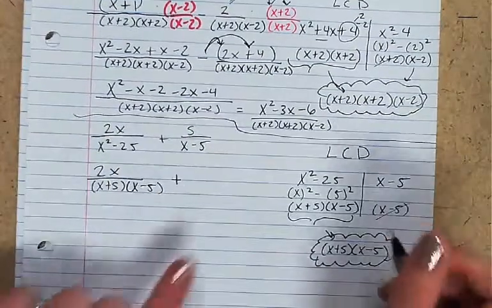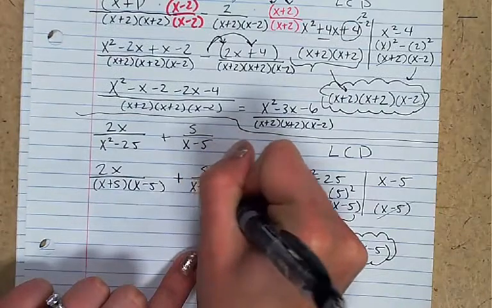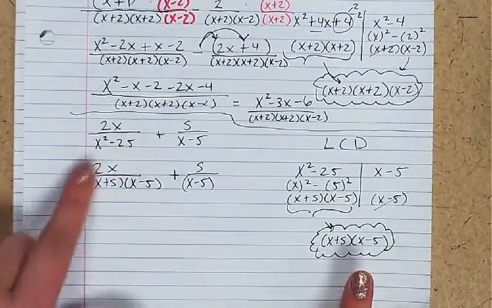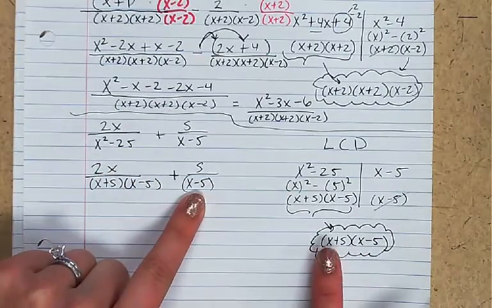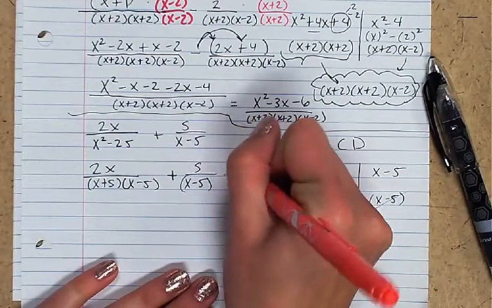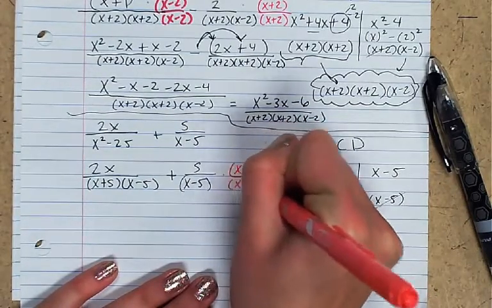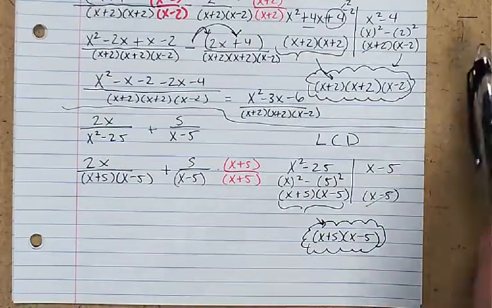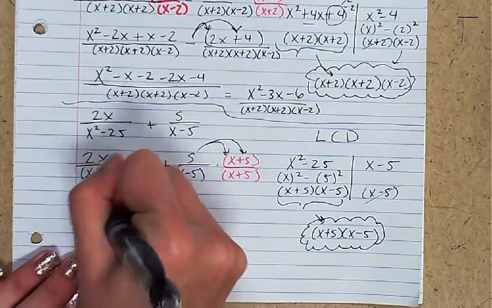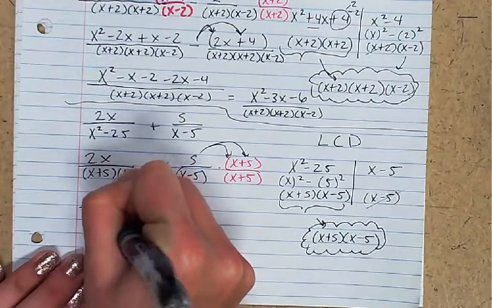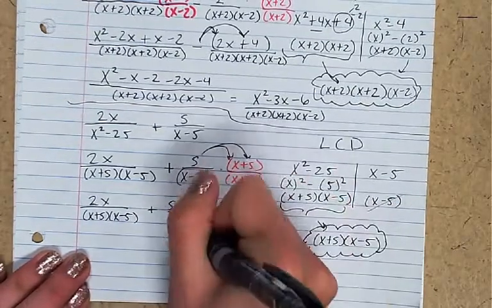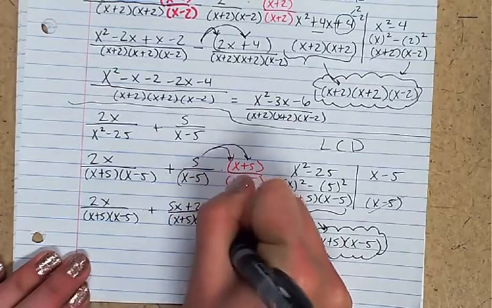Okay, this time we're adding. Okay, so the first denominator, we're good to go. It already is x plus 5, x minus 5. So we don't have to do anything here. The second one, though, this one is missing the x plus 5. So what we have to do is we have to multiply the top and bottom by the part we're missing, that x plus 5. So for this one, it's just 5 times x plus 5, so we can just distribute that in. So I end up with 2x over x plus 5, x minus 5, plus 5x plus 25 over x plus 5, x minus 5.